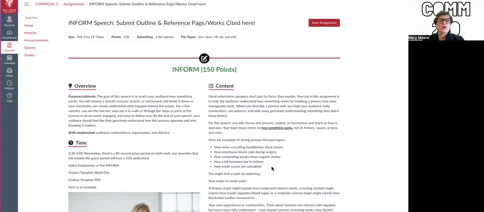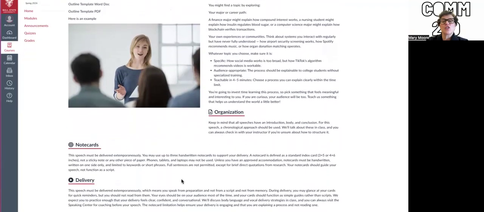For this speech, we ask that you turn in a couple of things. One is an outline, and we have a template for you, so we encourage you to use that template. And then you also are going to have a works cited page. Usually that is just one document. You can use MLA or APA citations.